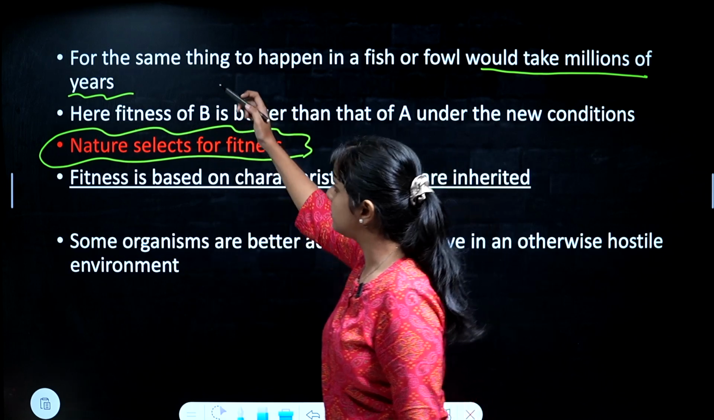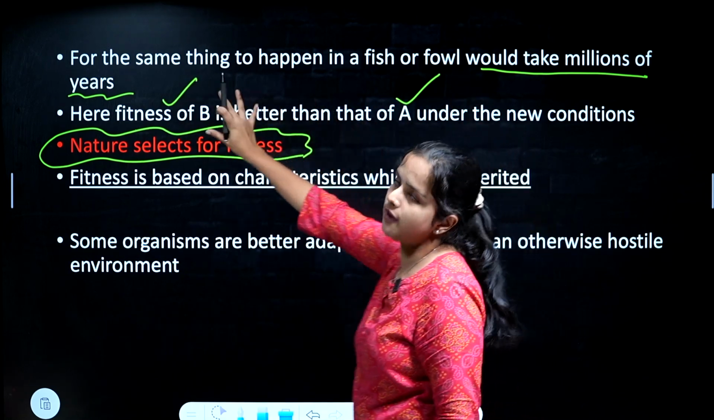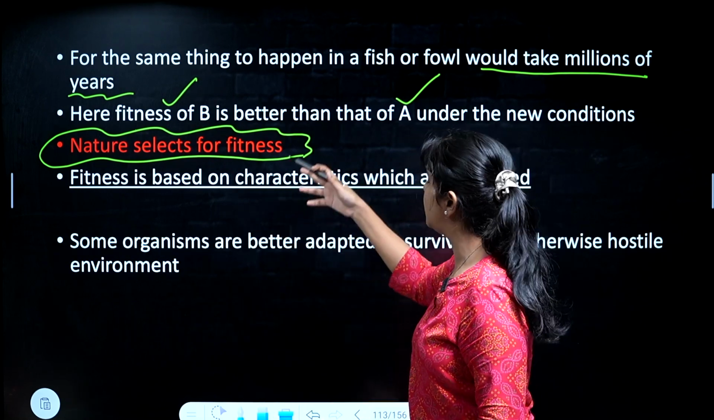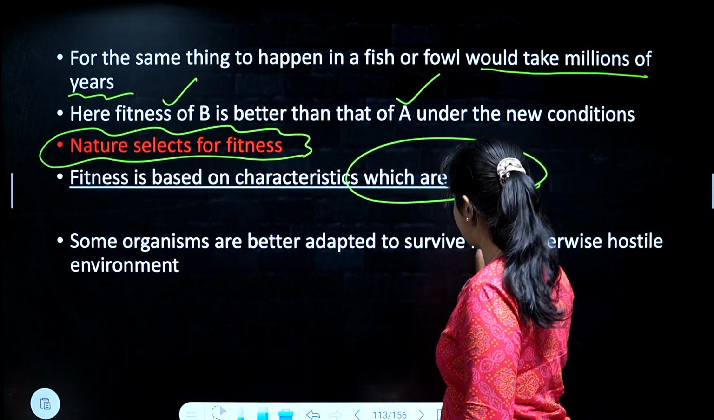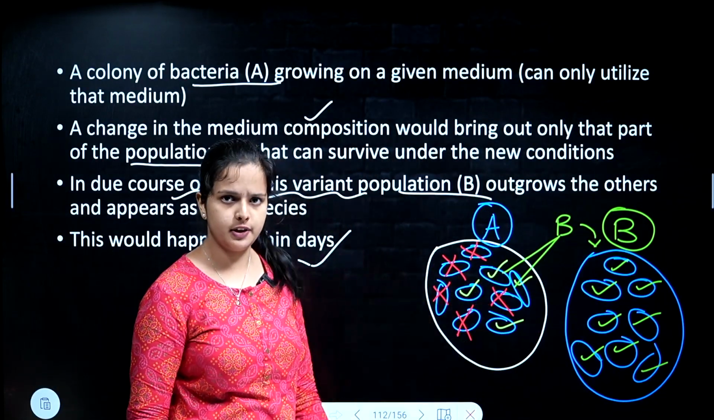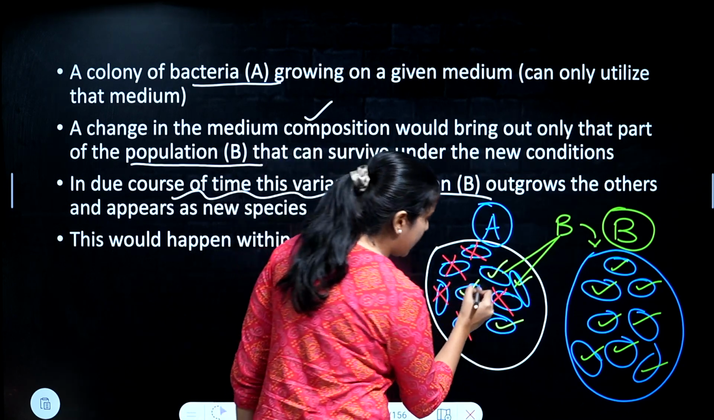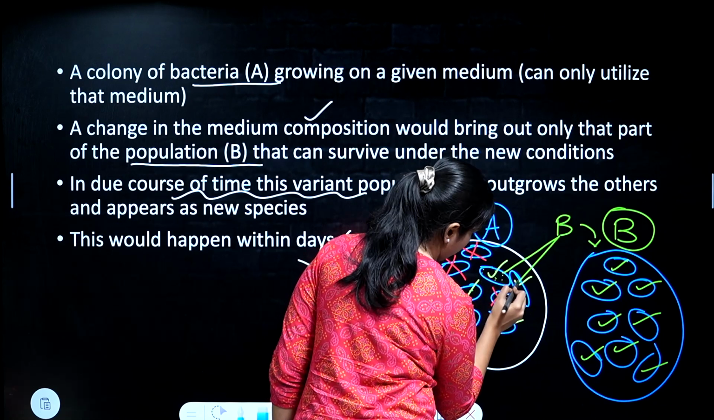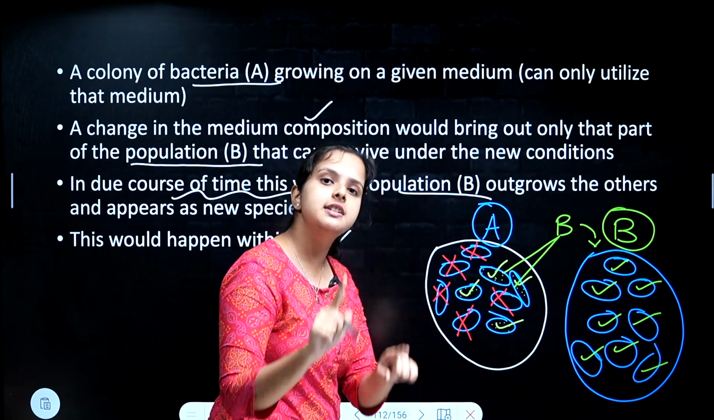Okay, so in that case of the bacteria, the fitness of B was better than that of A, and that is exactly why B thrived and expanded. Okay, so as I already said, fitness is based on characters which are inherited. So in this colony, you had almost the same bacteria in the first stage, but some of them had this particular capability to survive and thrive in the environment. How did they get that? They had it in their genes, or it was inherited.